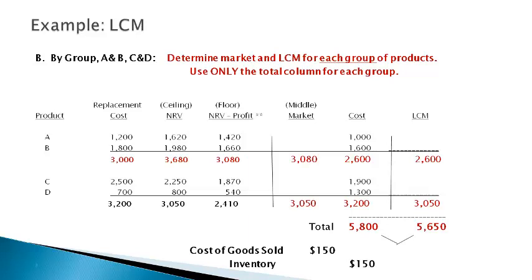Let's recap. Start on the left. First, for each group, select the middle of the 3 on the left to be market. Use the group totals only and compare to cost to determine LCM. Do this for all the groups and then total only the cost and lower of cost or market columns for each group. If LCM is lower than the cost, reduce inventory to LCM.